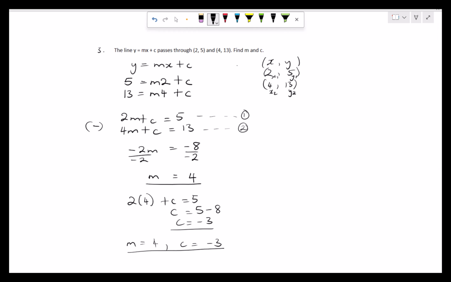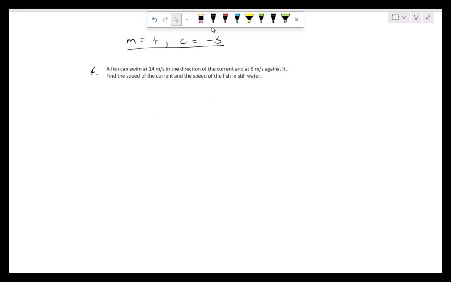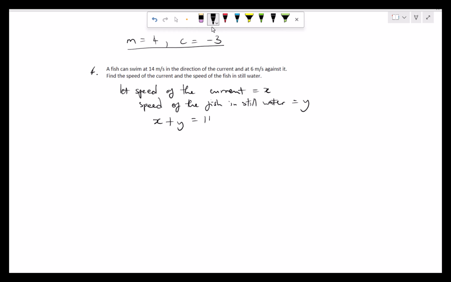Now, moving on to number 4. A fish can swim at 14 meters per second in the direction of the current and at 6 meters per second against it. Find the speed of the current and the speed of the fish in still water. We're going to let the speed of the current be equal to x, and then we're going to let the speed of the fish in still water be equal to y.